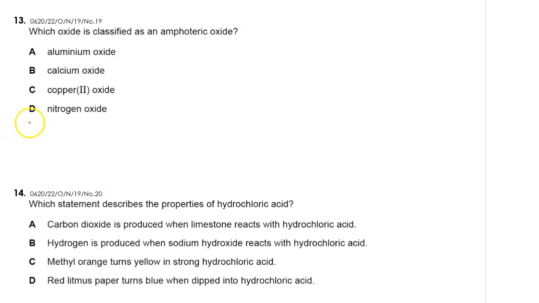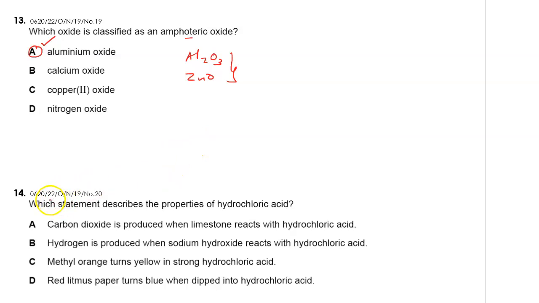Which oxide is classified as amphoteric? Of course, we have just looked at that in the previous question, so without hesitation, you know that is the one. As we say that we have aluminium oxide and zinc oxide as being amphoteric oxides.